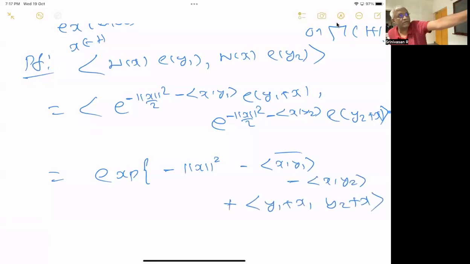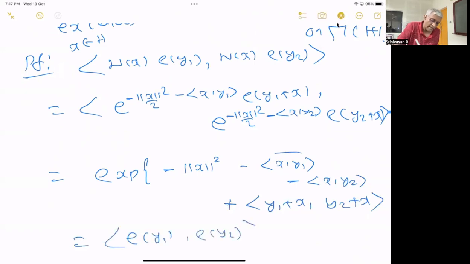Norm x squared by 2 and norm x squared by 2 add up to norm x squared. Then I have x, y1 in the first place, and our inner product is conjugate linear in the first place, so I take it out as y1, x. Then the other one is x, y2. And then the inner product of E of y1 plus x, E of y2 plus x. Now you can see that they will all cancel, and what remains is exponential of y1, y2, which is this. So it preserves the inner product. Since it preserves the inner product, it extends to a unitary, and that is what we want.